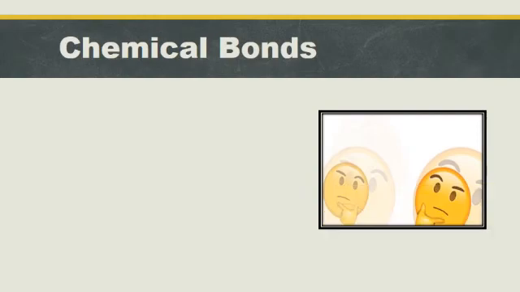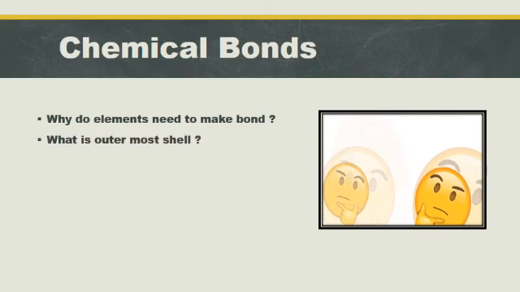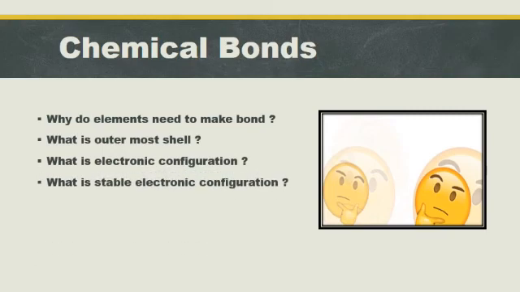Before we have an explanation of chemical bonds, we have some questions to think about. Number one: why do elements need to make bonds? What is the outermost shell? What is electronic configuration? What is stable electronic configuration? And what are ions? All these questions will be our lesson today. One by one we will be discussing them, and by the end of the lesson you will be able to answer all the questions. So please keep on watching the video keenly.